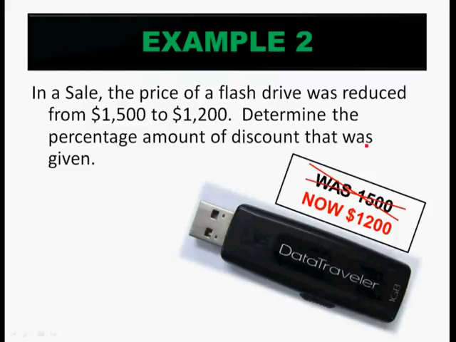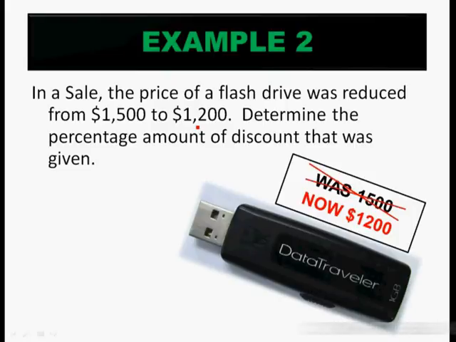So, anyway, you see, it was 1,500, but now it is 1,200. Well, what information is missing from there? Yes, man, me heard you. And no, Chevelle, it's not your thumb drive. Don't touch it. So it says in a sale, the price of a flash drive was reduced from 1,500 to 1,200. Determine the percentage amount of discount that was given. That's the question for you.